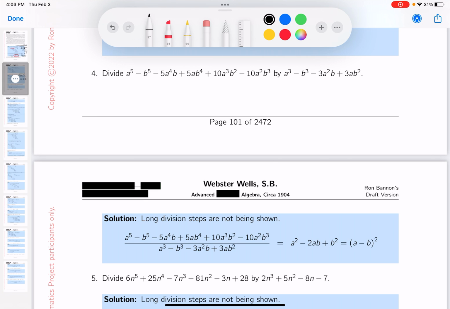Okay, let me repeat this. This is problem number 4. It's a long division problem as far as I'm concerned. Are there easier ways of doing long division? Certainly, there's many ways to do long division. And there's other things you could do besides long division, factoring and things like that.